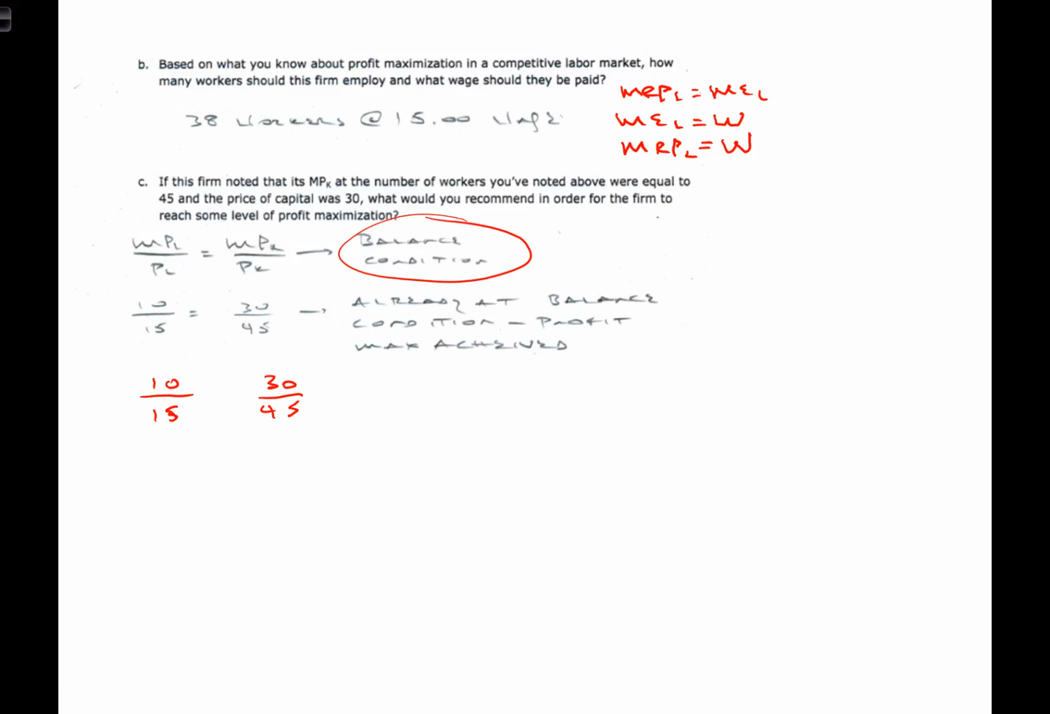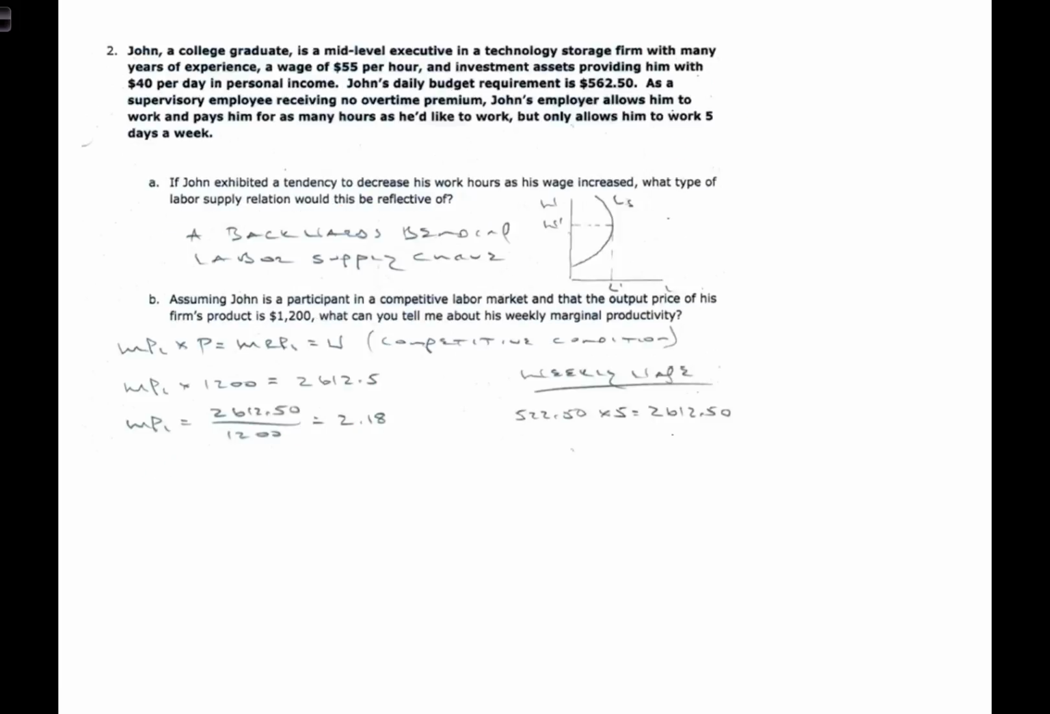Well, 10 divided by 15 is going to equal 0.667, and similarly 30 divided by 45 equals 0.667. So we already have the balance condition established here. Apparently at this point, with a marginal product of capital of 30 and a price of capital of 45 at these 38 workers, we are at our balance condition. So what would you recommend in order for this firm to reach profit maximization? We do nothing, don't change. They're already there.